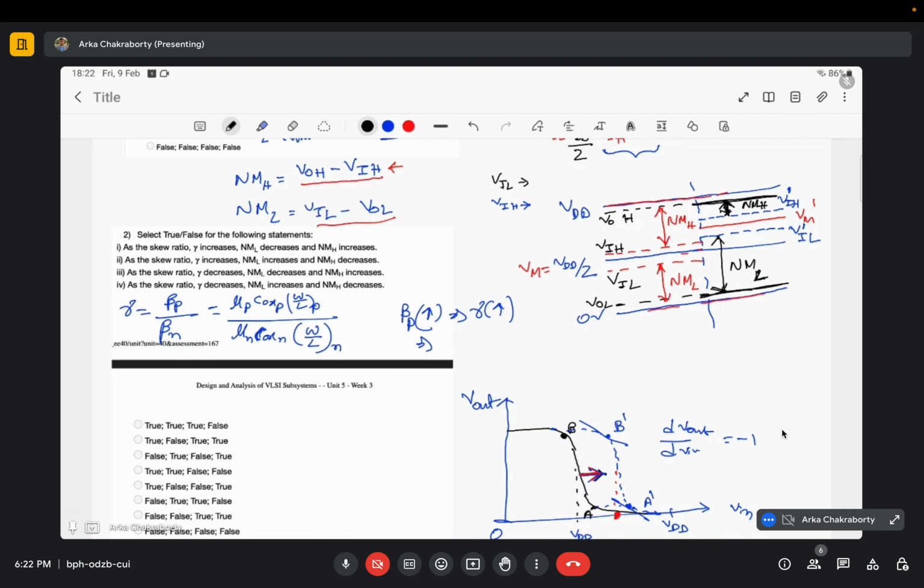So what is basically happening? When gamma is increased, my noise margin high is reduced and noise margin low is increased. Similarly, the opposite will occur when my skew ratio is reduced. My noise margin high would increase and noise margin low would reduce.